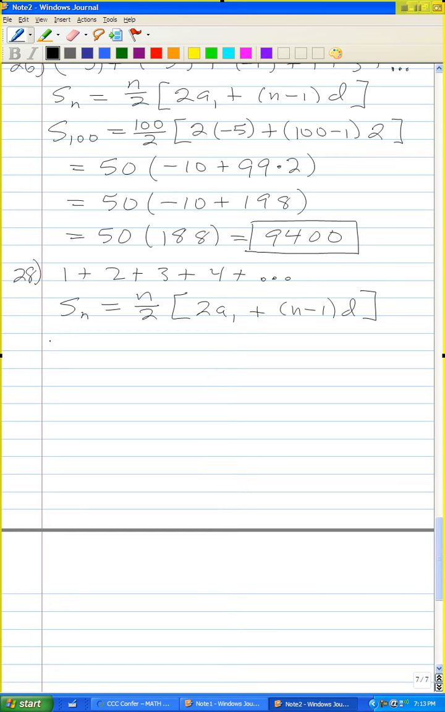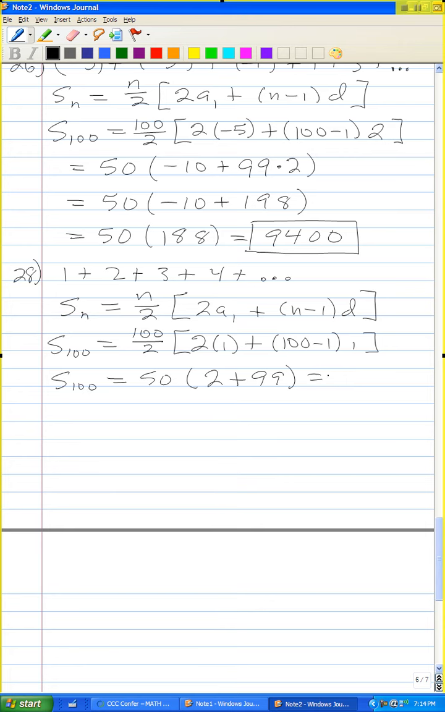And so the sum of the first 100 terms is just n, 100 over 2, times, well, the first term is 1. I'm doing 100 terms, so it's 100 minus 1. The common difference is 1. I keep adding 1 to get to the next term. And so this is 50 times 2 plus, well, 99 times 1 is 99. So it's 50 times 101.